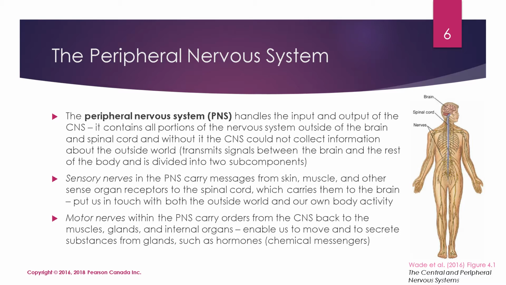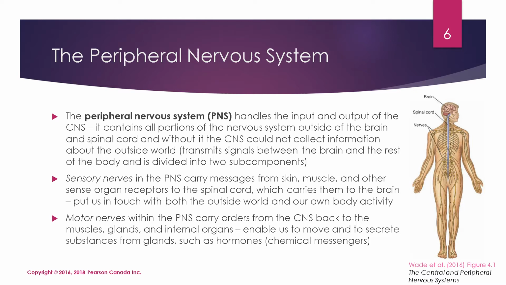So it transmits the signals between the brain and the rest of the body, and it itself is also divided into two subcomponents. So we have our sensory nerves, and these aren't the subcomponents, but these are the types of nerves within the peripheral nervous system. We have our sensory nerves, which carry messages from skin, muscle, and other sense organ receptors up to the spinal cord, which then carries them to the brain for processing. So it basically puts us in touch with both the outside world as well as our own bodily activities. So it carries the information from glands and things up to the brain as well.